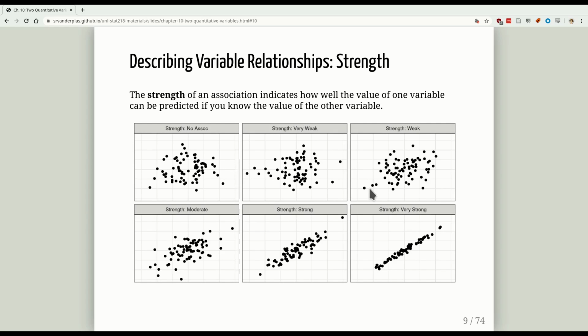And so I've shown here 6 different plots moving from no association, so just a cluster of points, to very, very strong association, where everything lies very tightly along a line. When you have no association, my dad liked to describe this as if you shot a shotgun at the side of a barn, what the points would end up looking like. That's indicative of no association, right?